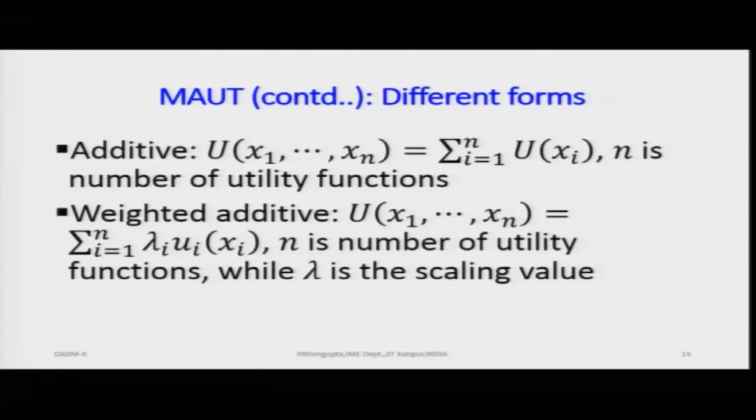So, we will consider a few of the different forms, the different ways of expressing the MAUT, which is multi attribute utility theory. I will just mention them. We would not be solving any problems apart from very simplistic ones. So, for the additive one, the utility function would be where you add up all the. So, technically, okay, let me go back one step.